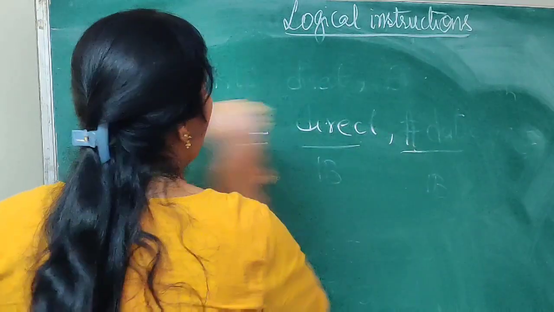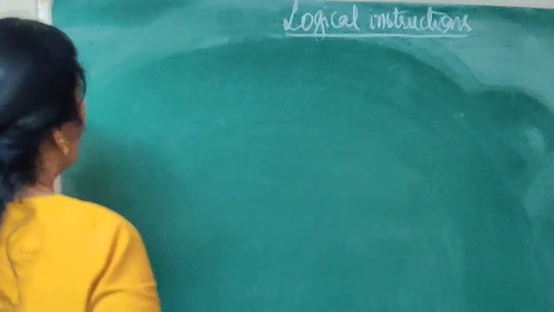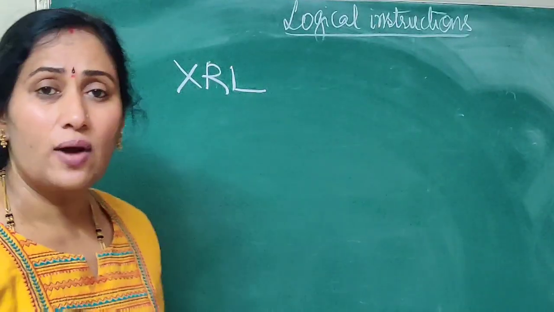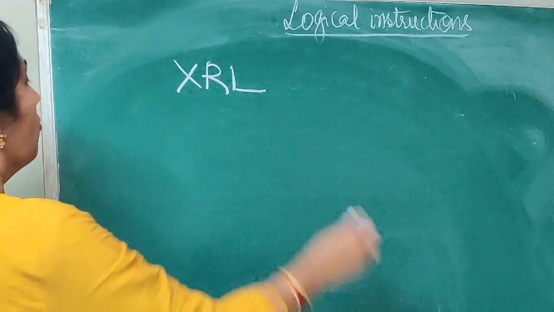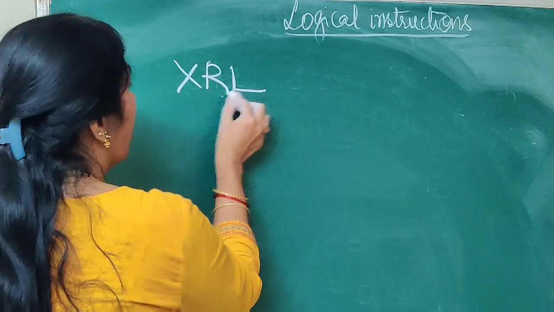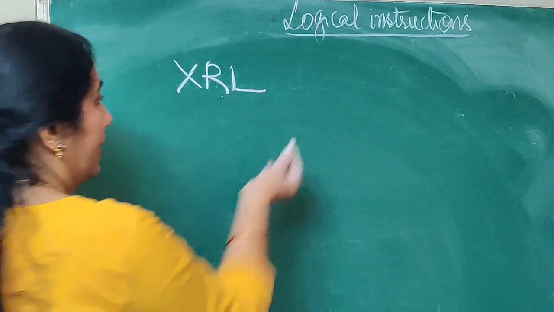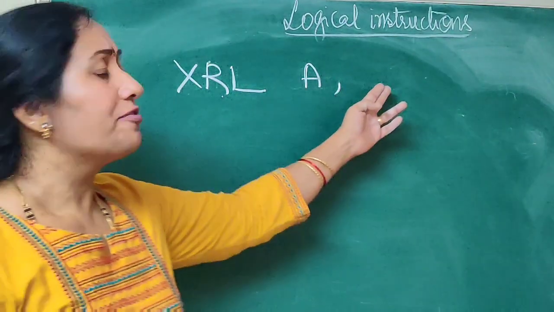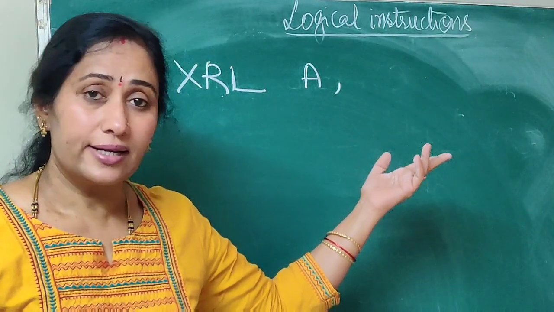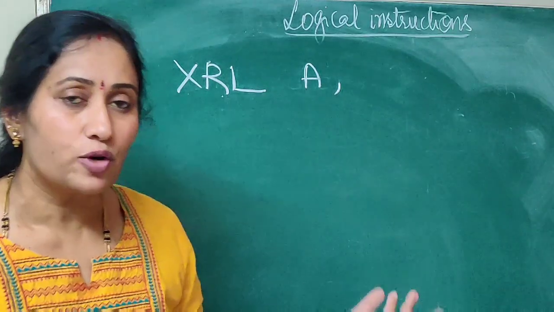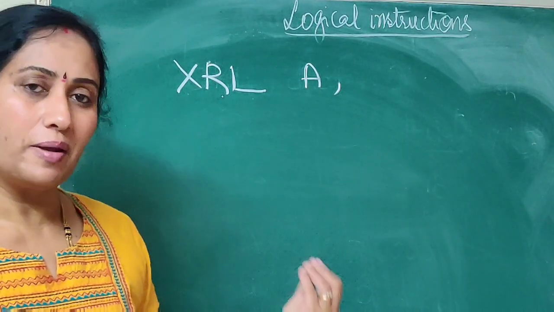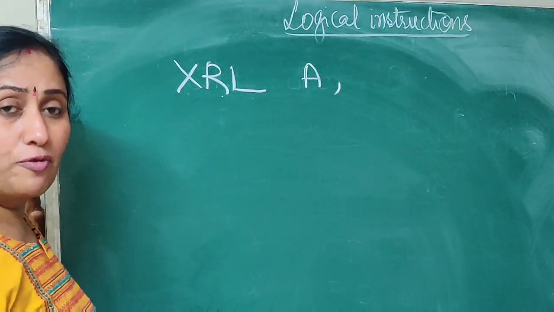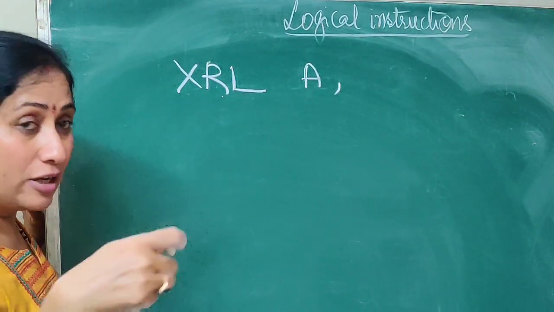Now we'll move on to the next one, wherein you are going to have the XOR operation. XOR logically, A comma, the source. How am I going to specify it? It may be the immediate addressing mode, it may be the register mode addressing, it may be the direct or the indirect addressing mode. Here the XOR operation is going to be performed between the 2 bytes bitwise.